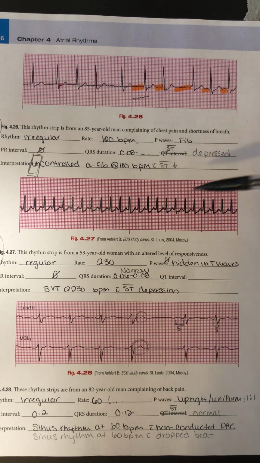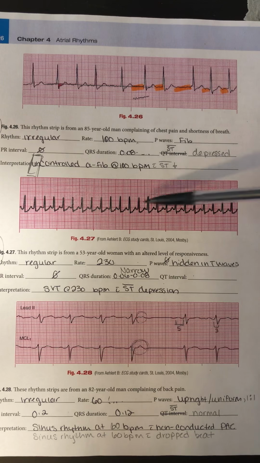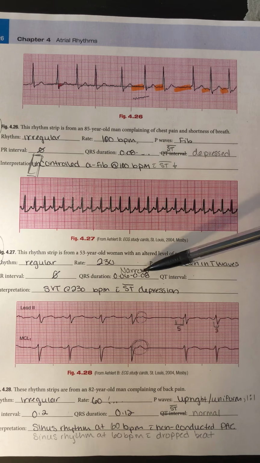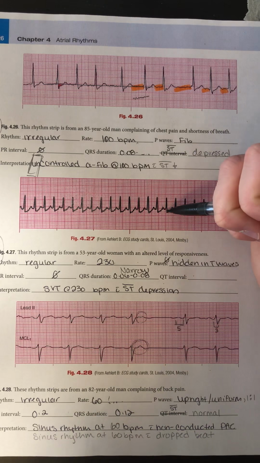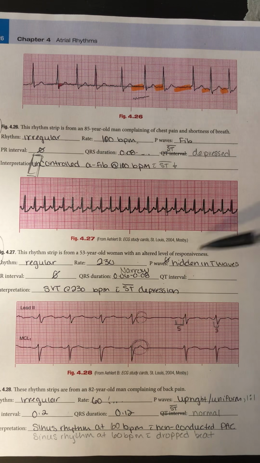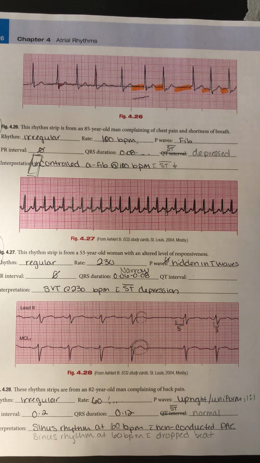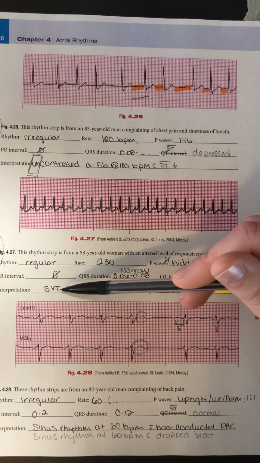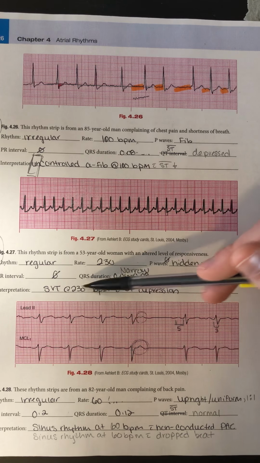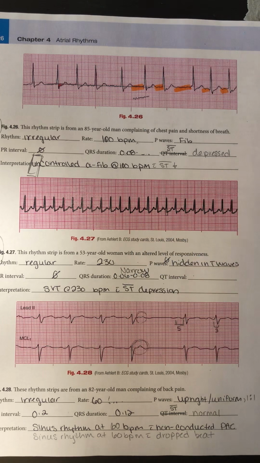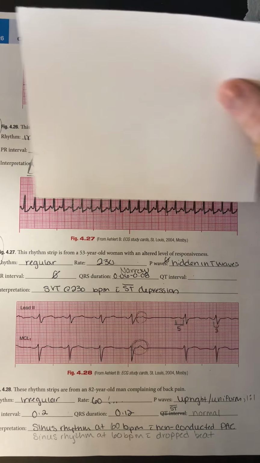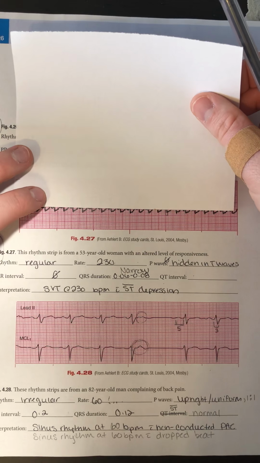So things we want to look for: is it regular? Do I have narrow QRS complexes, which I do in this one? I believe it's 1 to 2 blocks, right kind of in the middle. So if it's regular and narrow and over 150 beats per minute, we're going to call it supraventricular tachycardia at 230 beats per minute.